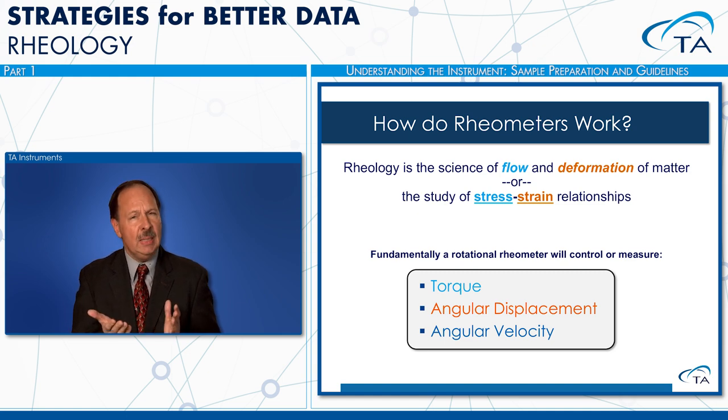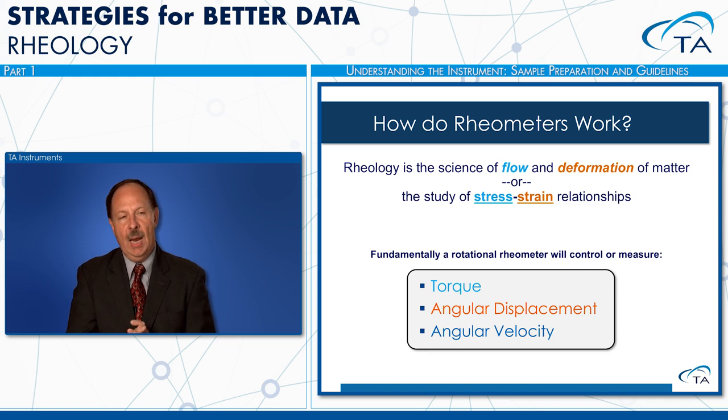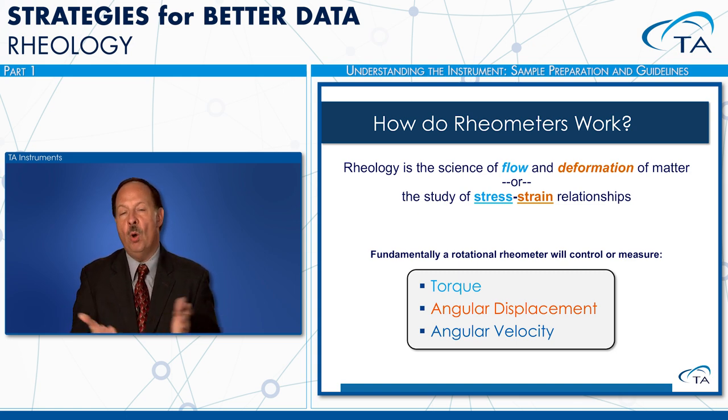We're also interested in angular displacement. What's the lowest strain, the lowest displacement we can go and still feel confident that we're getting good data? Or how big of a deformation can we go and, again, be confident in our data? And we're also interested in the angular velocity. How low can it go and how high can it go before going into overspeed?